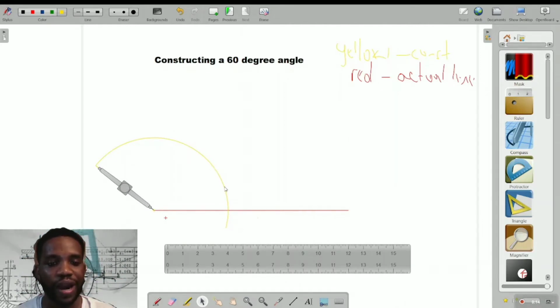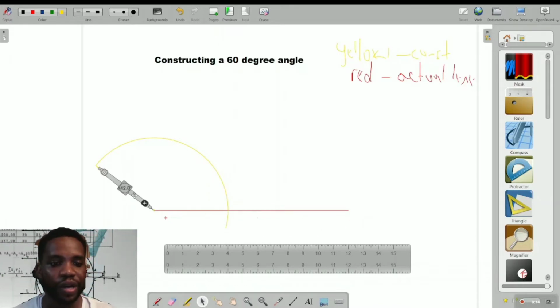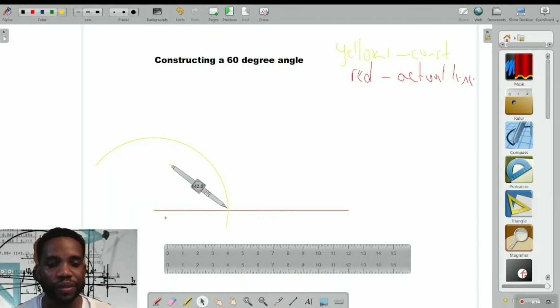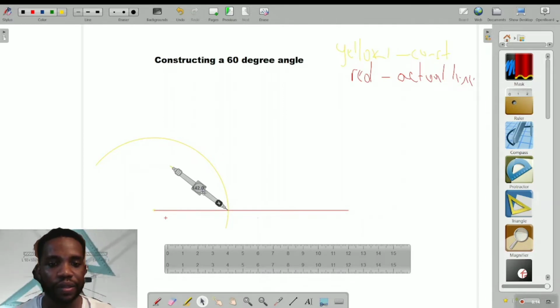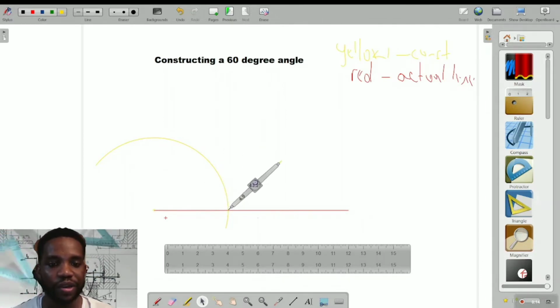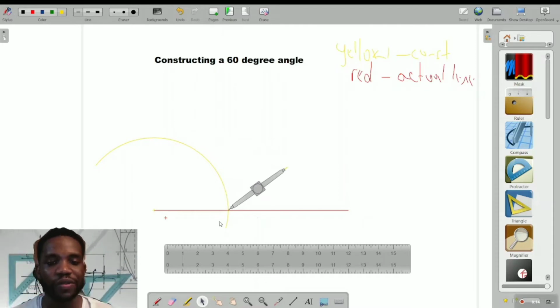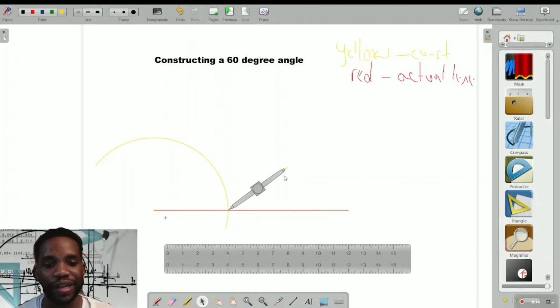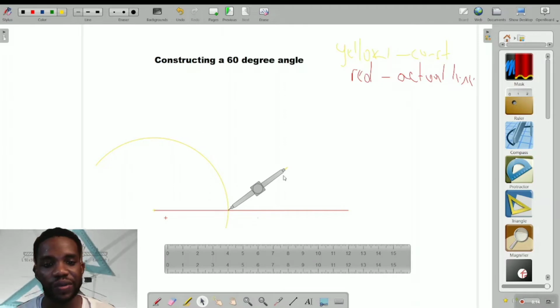Now look at where this arc cuts the baseline that I drew. Cuts it right here. That is where I'm going to put my compass point now. Right there. And I'm going to be swinging my compass from around there. Now we have to ensure that our compass point is exactly at the location, because if it's off by even a small amount, then the angle might be incorrect. Remember, this is construction now. We're constructing exact values, so we can't afford to make any mistakes.